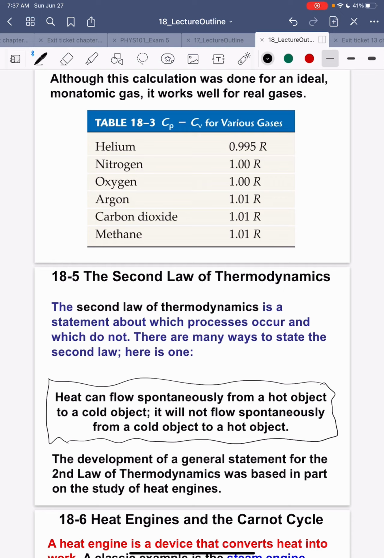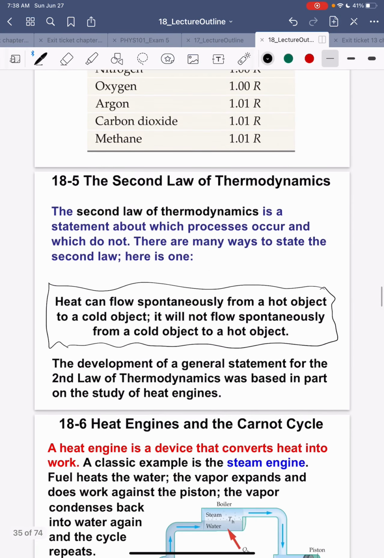If you have your cup of coffee, you're going to find that the heat is transferred from the hot or warm coffee to the cold surroundings. Of course, the reverse will not happen. It will not go from the room to the cup unless there is a certain agent that is going to do that work. We will talk about this.